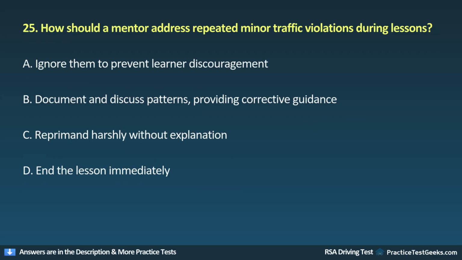25. How should a mentor address repeated minor traffic violations during lessons? A. Ignore them to prevent learner discouragement. B. Document and discuss patterns, providing corrective guidance. C. Reprimand harshly without explanation. D. End the lesson immediately.